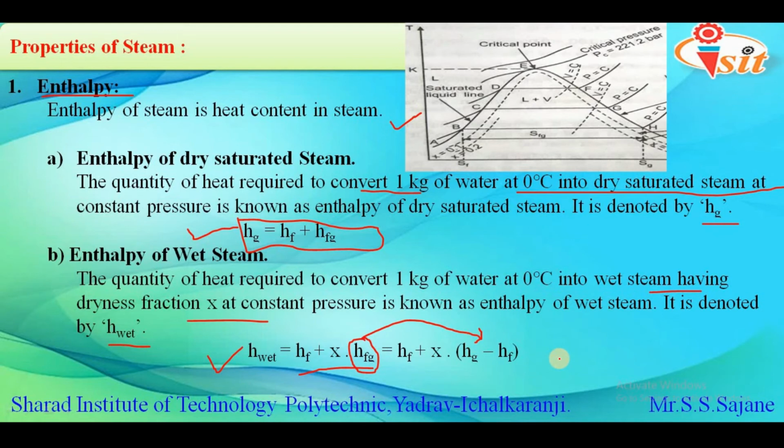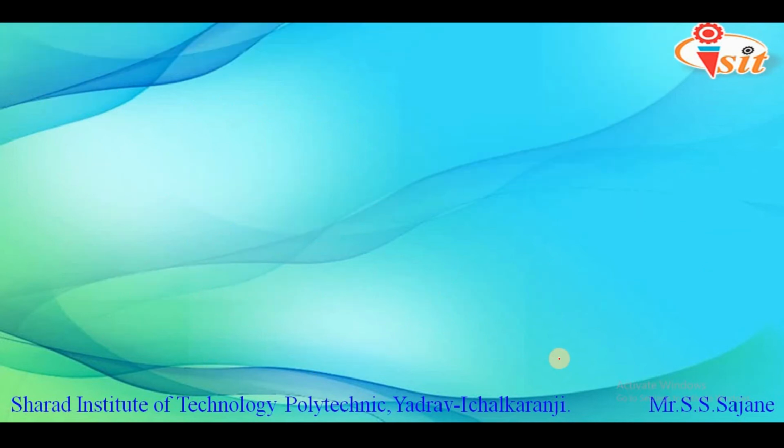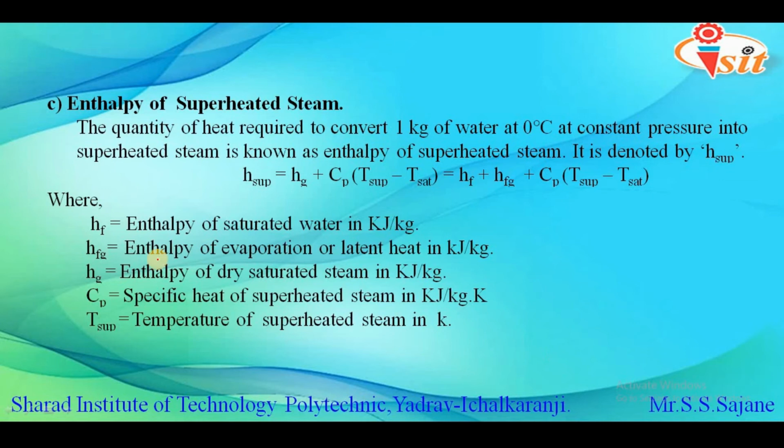Now we will see another type of steam, that is how to calculate the enthalpy of superheated steam. It is defined as the quantity of heat required to convert 1 kg of water at 0 degrees Celsius at constant pressure into superheated steam. So we call it the enthalpy of superheated steam, that is converting the water from 0 degrees Celsius to a temperature above the saturated steam. Again, this enthalpy of superheated steam is denoted by Hsup, and we can calculate this as follows.